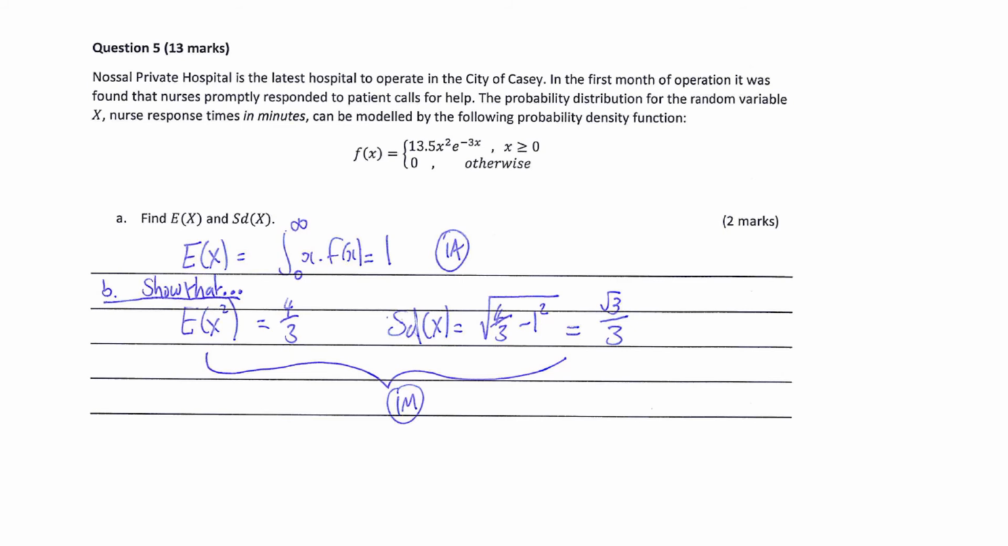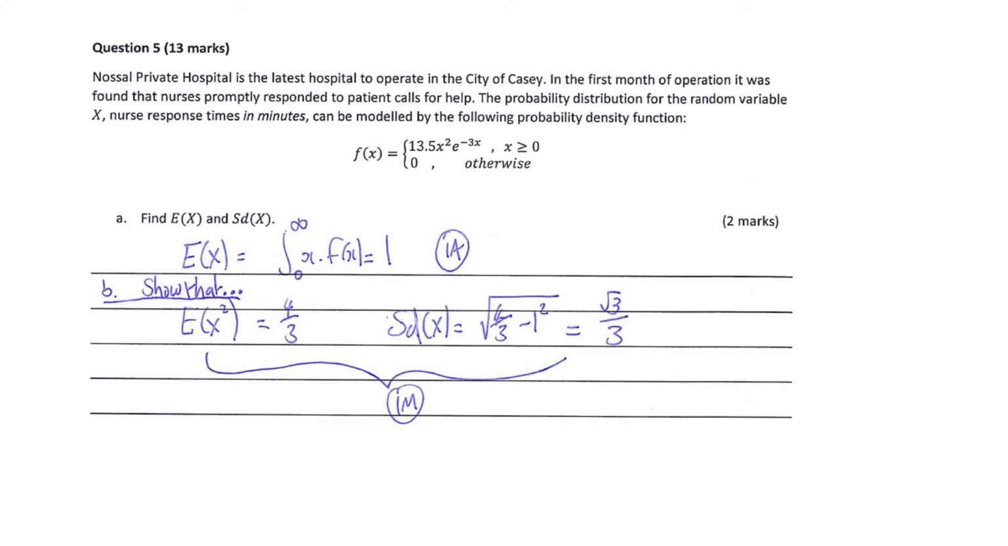Nossal Private Hospital is the latest hospital to operate in the city of Casey. In the first month of operation, our nurses promptly responded to patient calls for help. The probability distribution for the random variable x, representing response times in minutes, can be modeled by the following probability density function. There it is. Okay, find the expected value and the standard deviation.